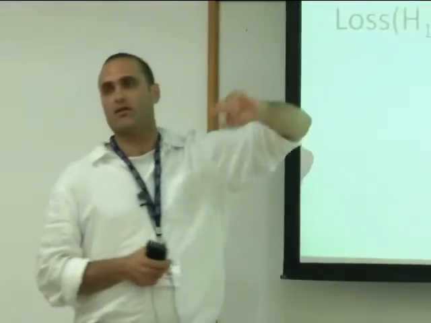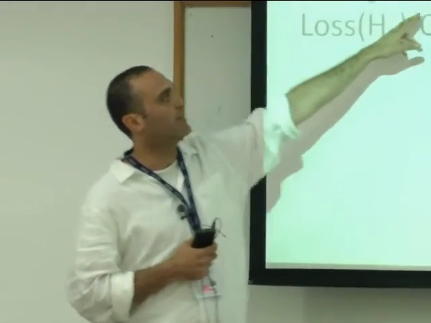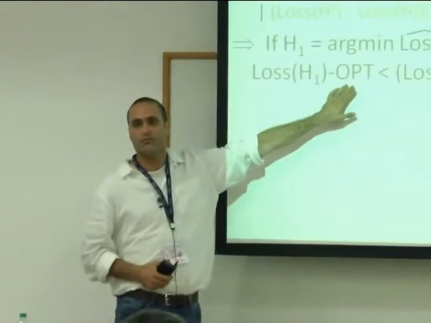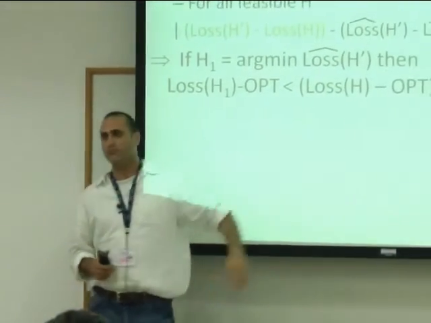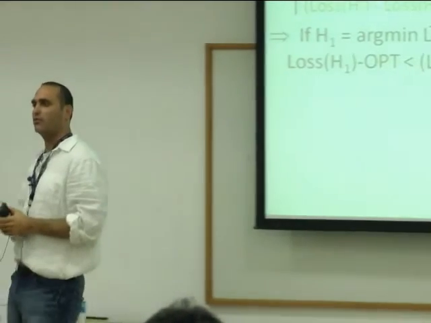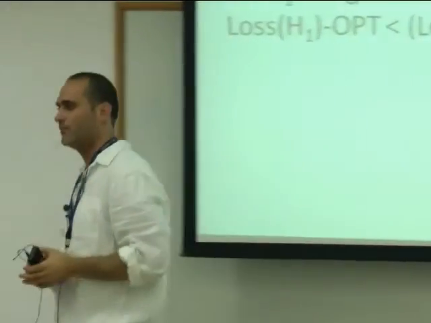So this is the main technical lemma. As a consequence, and this is something you can convince yourself of, also an exercise: if h1 is the minimizer of the empirical loss, which is what we did in this algorithm, then the regret of h1 is at most the previous regret times epsilon, plus an O of epsilon times opt. So you slashed the regret by a factor of epsilon. And then you have something additive, but this is unavoidable.